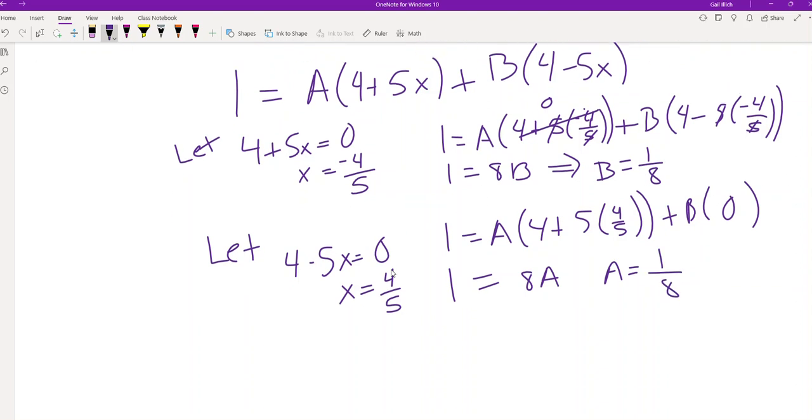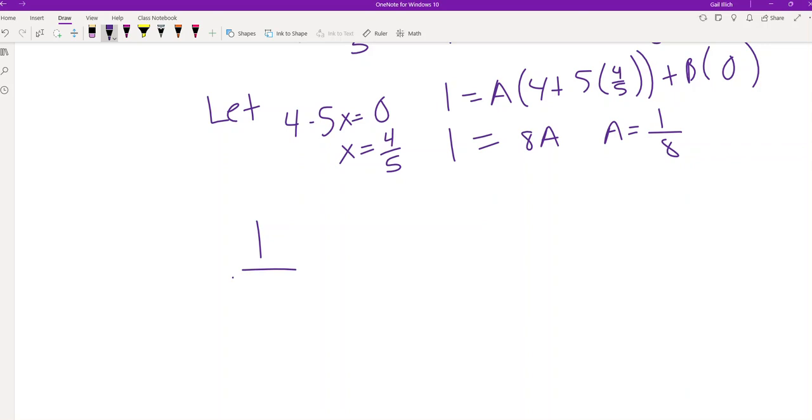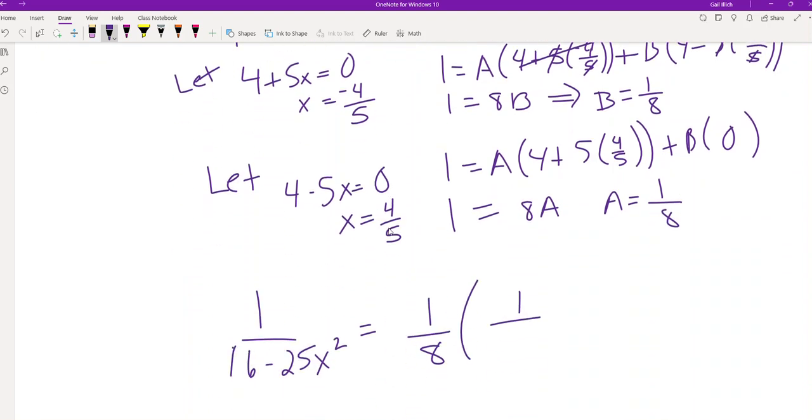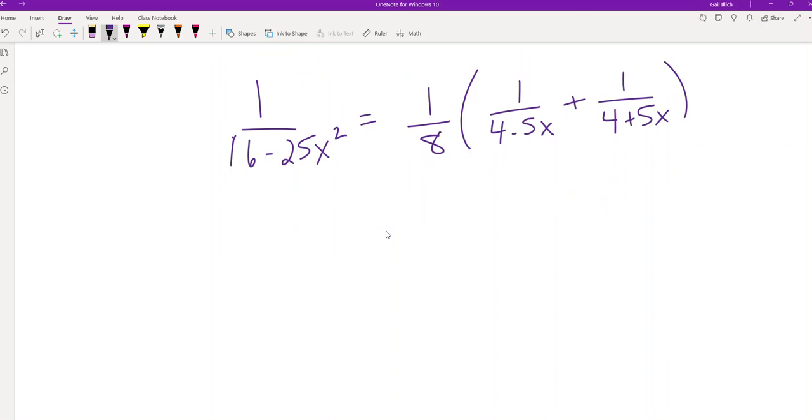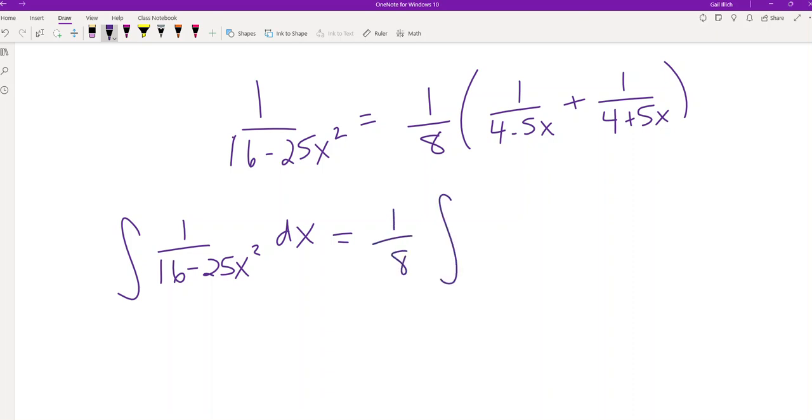So this is just the partial fraction decomposition. That means you can write this fraction 1 over 16 minus 25x squared as, because the 1/8 is common to both of them, I'm going to factor it out, 1/8 times 1 over 4 minus 5x plus 1 over 4 plus 5x, which will be easier to integrate. So now we'll consider the integral of 1 over 16 minus 25x squared dx. That will be equal to 1/8 times the integral of 1 over 4 minus 5x plus 1 over 4 plus 5x dx.